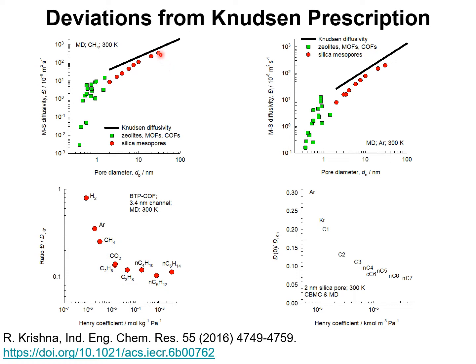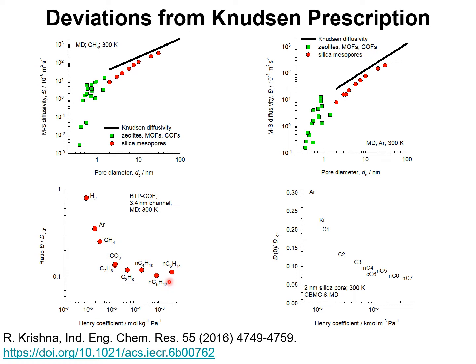We take the ratio of the values determined from MD to the value calculated using the Knudsen formula and plot that ratio as a function of the Henry coefficient in this graph for a channel that is 3.4 nanometers. It's a COF called BTP COF. And we see that the deviations from the Knudsen formula become greater with increasing adsorption strength.